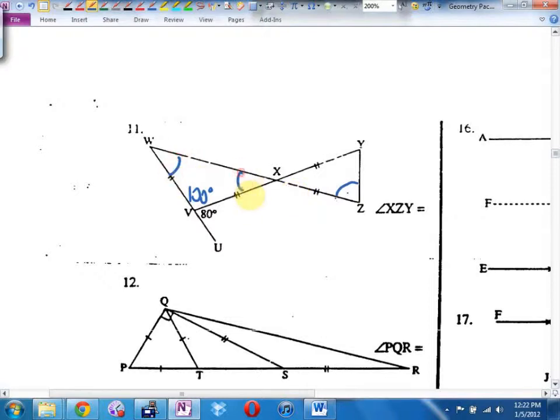How big is this? What shape is this? What does every triangle add to? No. It's on your sheet. Be looking in 2 seconds. Sorry? 180. So if that's 100, what's left? And if each of these angles are the same because it's isosceles, how big is each one? Yes! Woo-hoo! Let's fill those in.